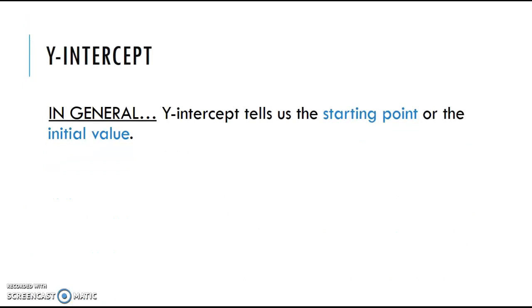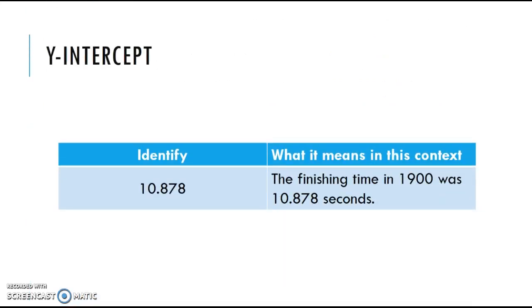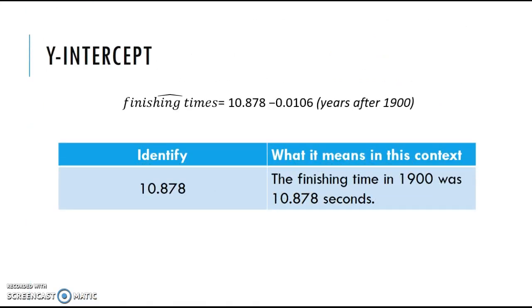So moving on to the y-intercept, in general, that tells us the starting point or the initial value, and those two are interchangeable. For our data, we can identify the y-intercept as 10.878, and what that means in this context, or our interpretation, is that the finishing time in 1900 was 10.878 seconds. And I say 1900 because that is where our data starts.